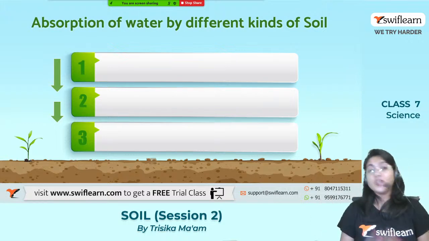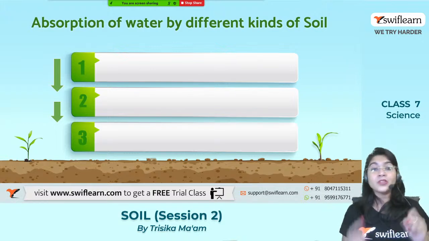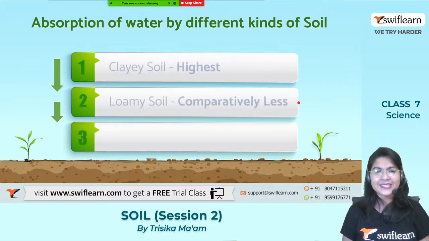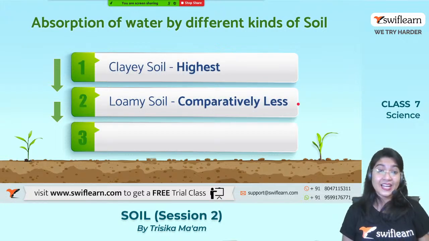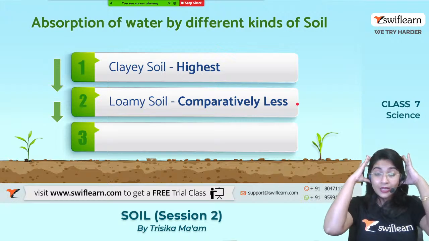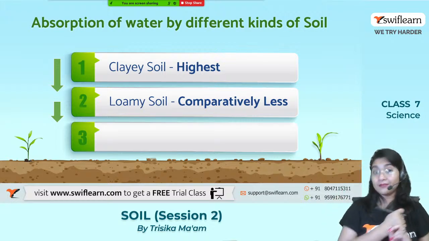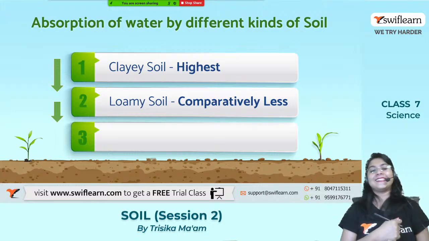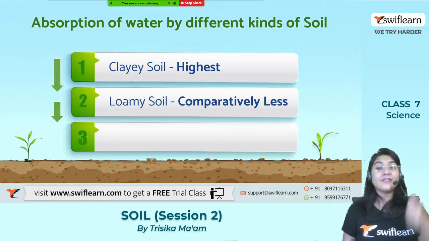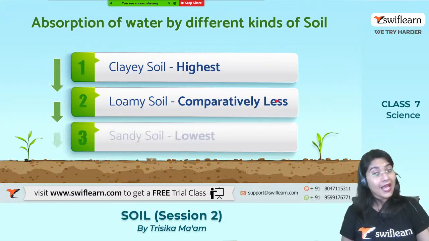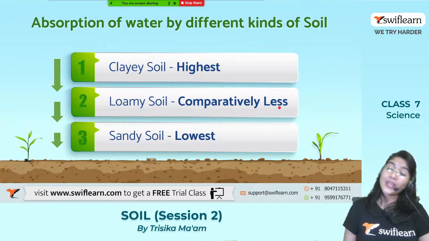Now, let us find out what is the absorption rate of the water by the different kinds of soil. Which soil can absorb the water the most? Yes, the highest is the clay soil, right? The clay soil can absorb the water the most, the highest or the fastest. Secondly, comparatively less amount of water can be absorbed by the loamy soil. And in case of the sandy soil, it is the lowest.